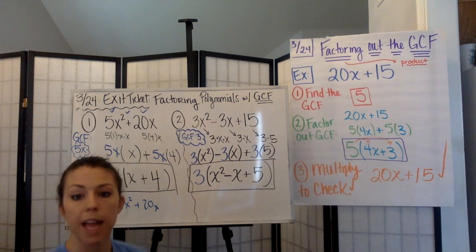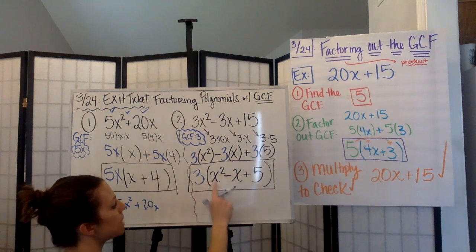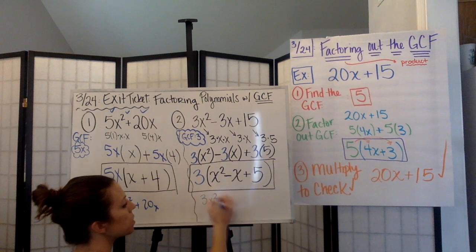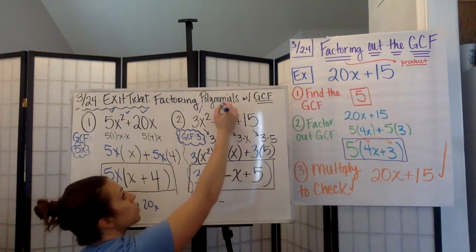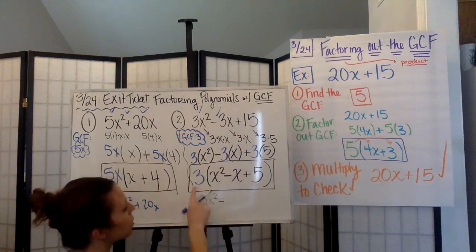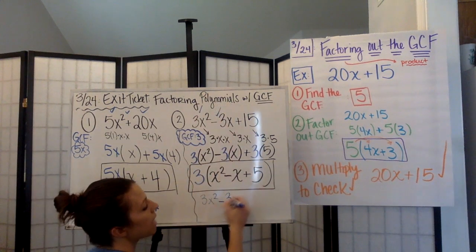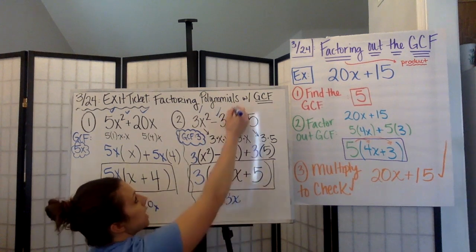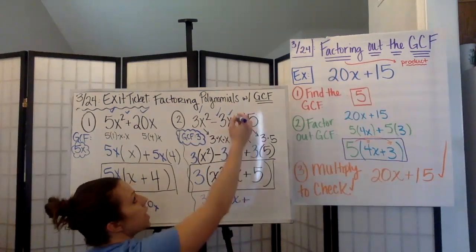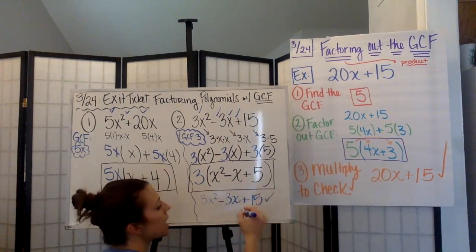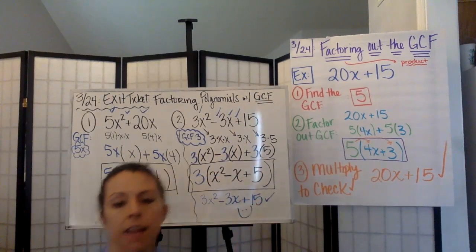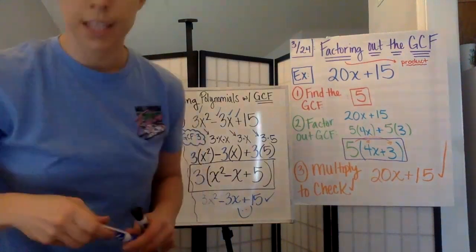Let's do a quick multiply to check. 3 times x squared, that's 3x squared. That is my first term. Minus, so I know structure was maintained. 3 times x is 3x. So that's my second term. Plus, I know structure was maintained. 3 times 5 is 15. Smiley face, the check works out.